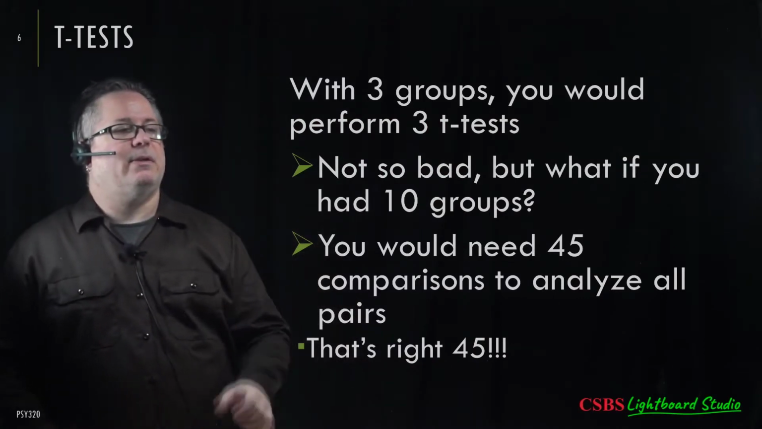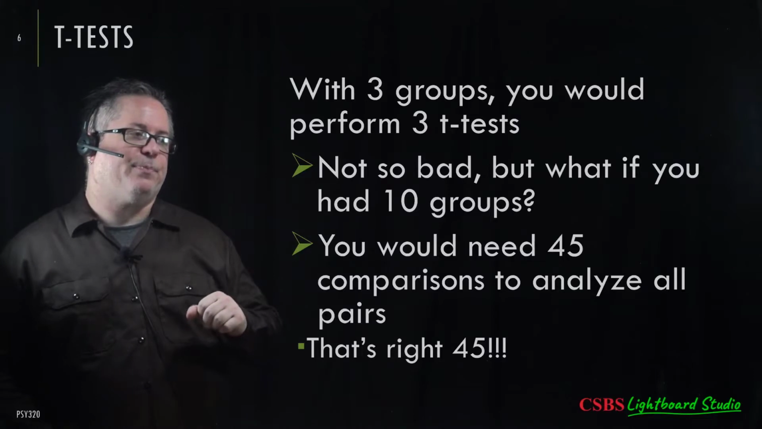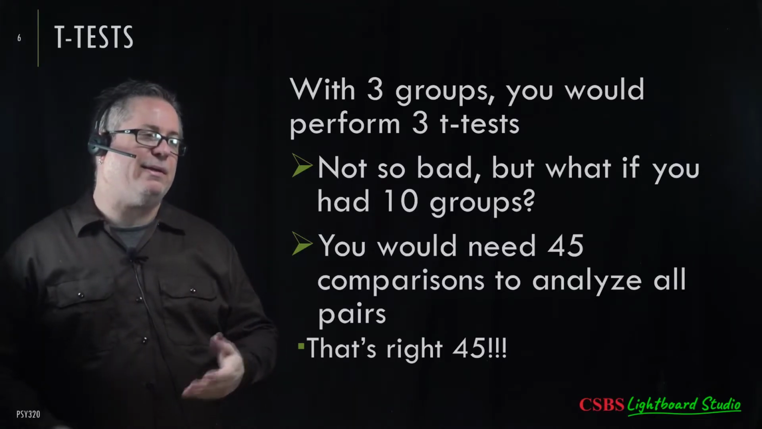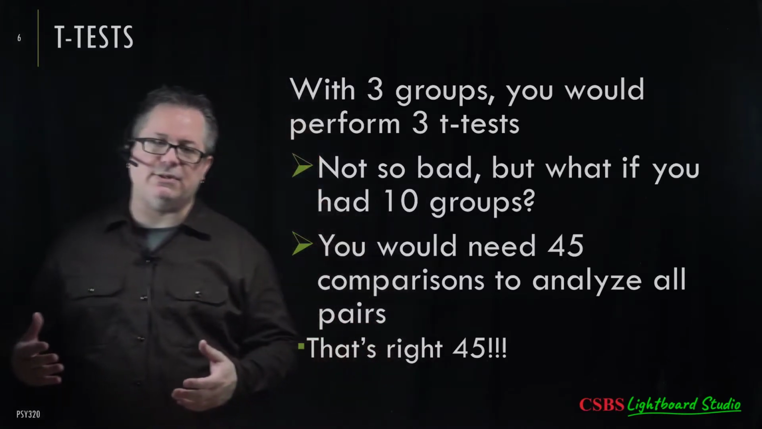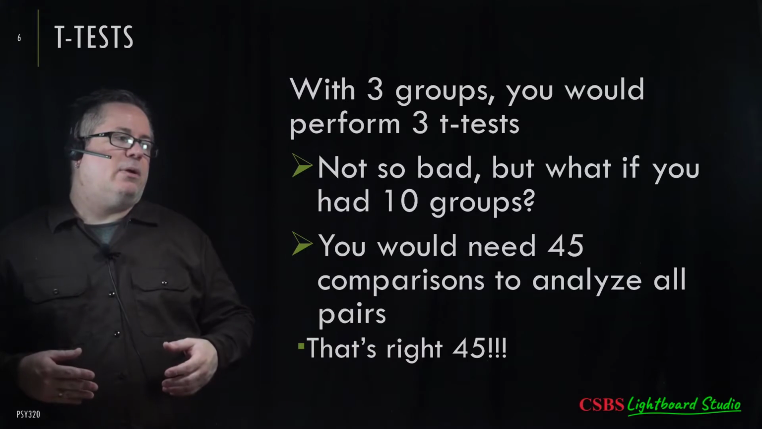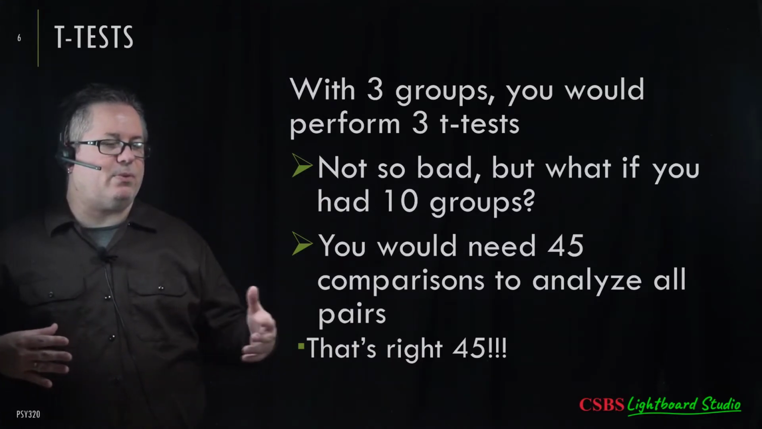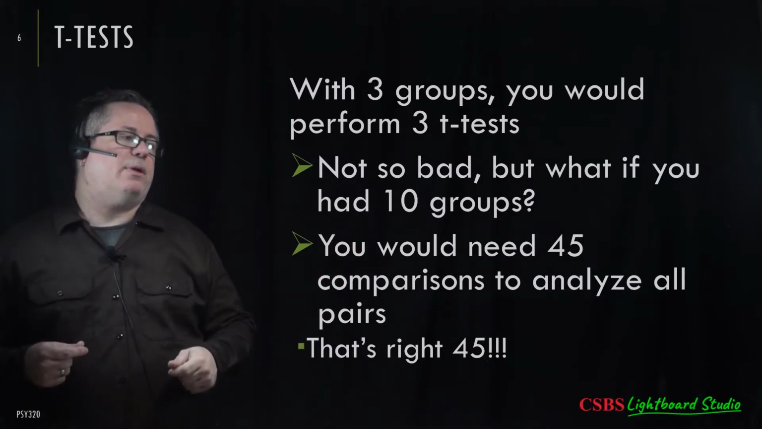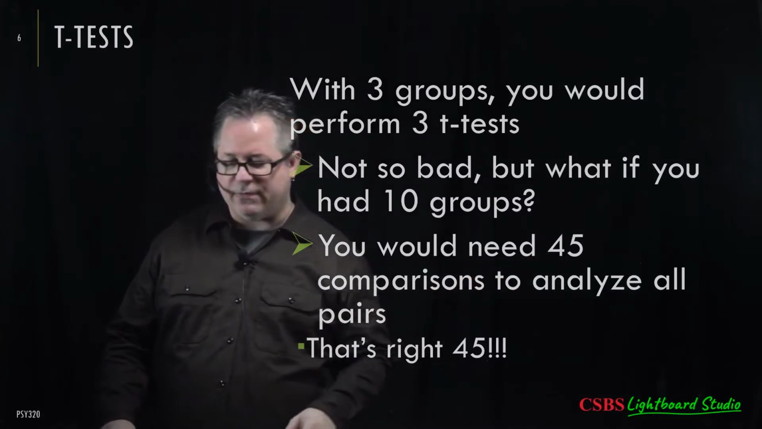If you think A, B, and C groups, you've got A versus B, A versus C, B versus C. All right, doesn't seem that bad. You're now having to do 3 tests instead of just 1. But each time you add more groups, it starts to grow rather fast. So if you had 10 groups, you would actually need 45 independent samples t-tests to compare all of them.